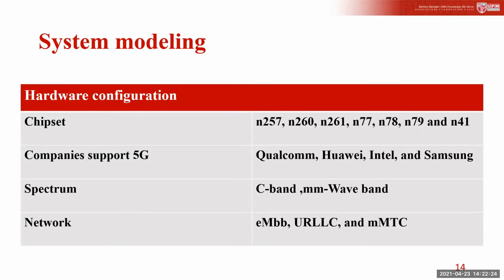What is the RF system modeling? We should know the hardware configuration. The chips that support 5G are N20, N257, 260, 261, and 77, 78 and 79 with 41. The companies that support 5G are Huawei, Telecom, Samsung. The spectrum that is available for 5G is C-band, which is less than 6 gigahertz, and above C-band, the millimeter wave band, above 6 gigahertz. The network is enhanced mobile broadband, with ultra reliable and low latency, with machine type.